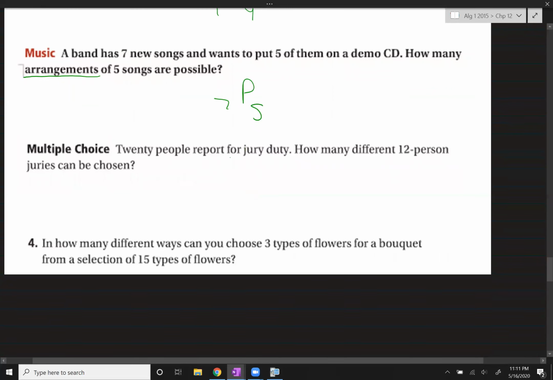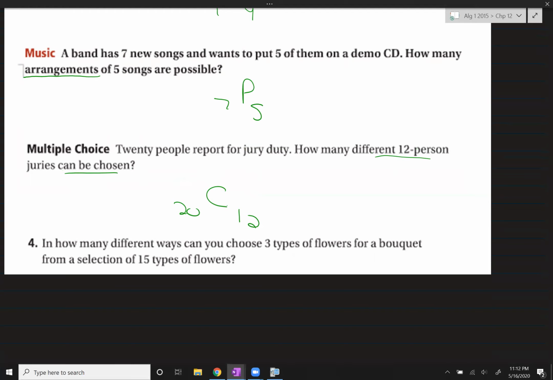All right, 20 people report for jury duty. Civic duty right there. How many different 12-person juries can be chosen? So we're just going to pick 12. We're not picking them based on the greatest one, because what makes a great juror? I don't know. All right, so that makes it a combination, right? We're just picking 12. Doesn't matter if you're person number 1, 2, 3, 4, right? You're just a juror, just like the other people that were selected.